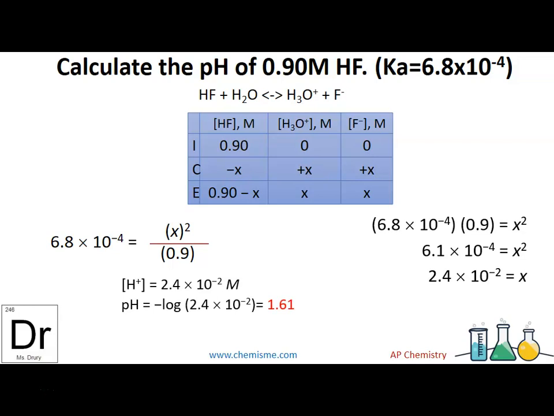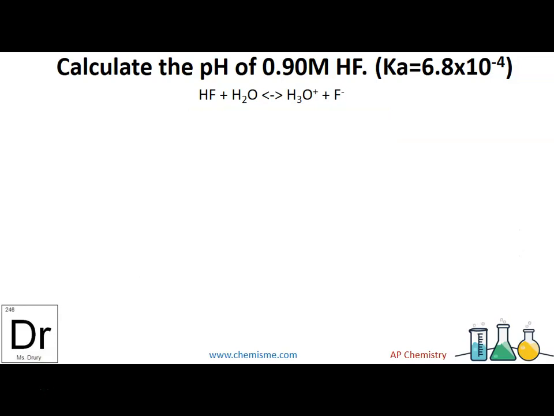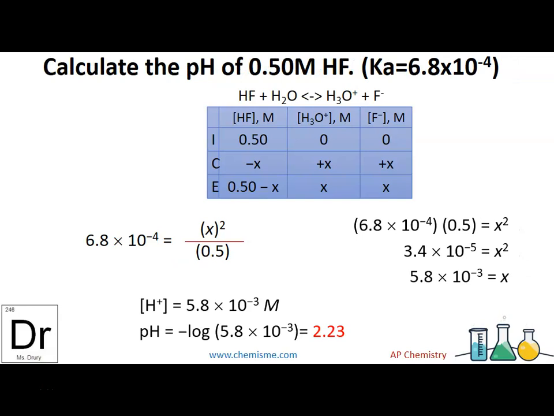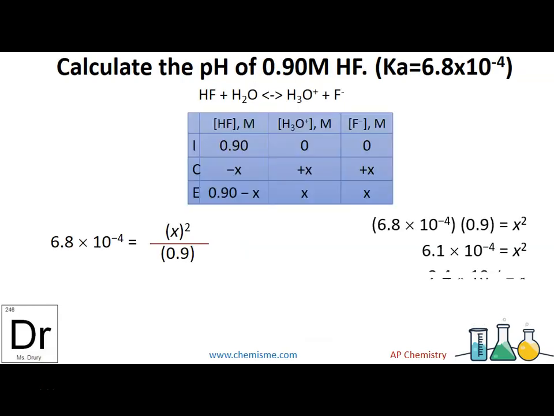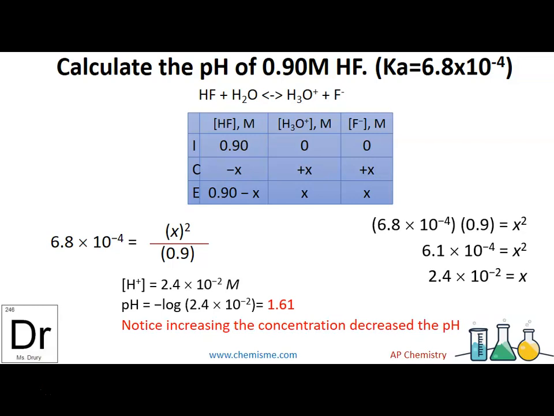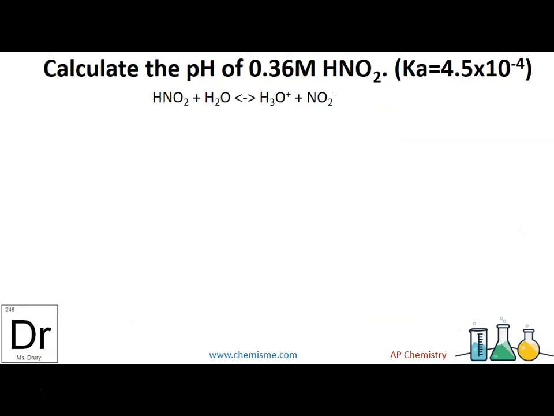If we compare that to the previous answer, which was 2.63 if I remember, or 2.23, we can see that as I add more acid, the pH decreases. And that makes sense because acids have lower pHs. The more acidic it is, the lower the pH is. So it's important that you know how that works with the pH scale, but also how to calculate it.